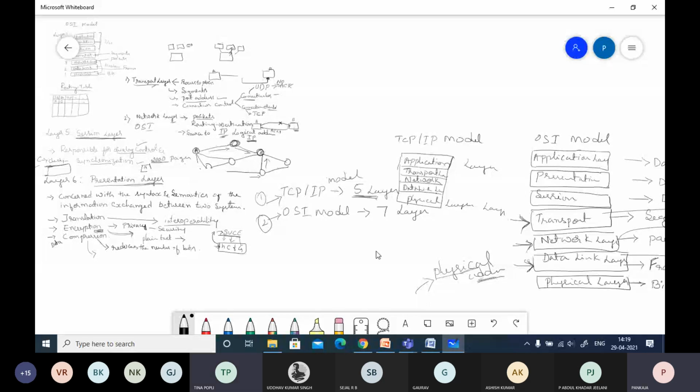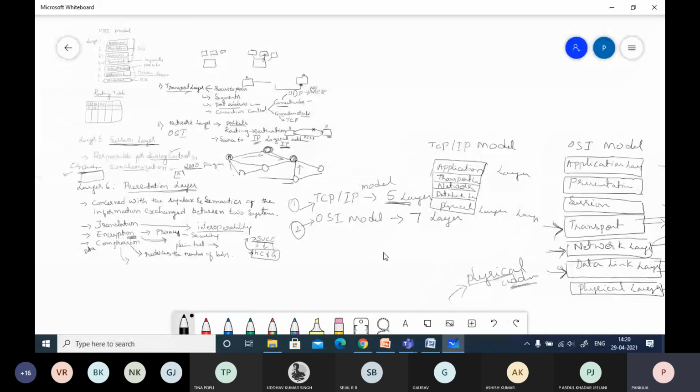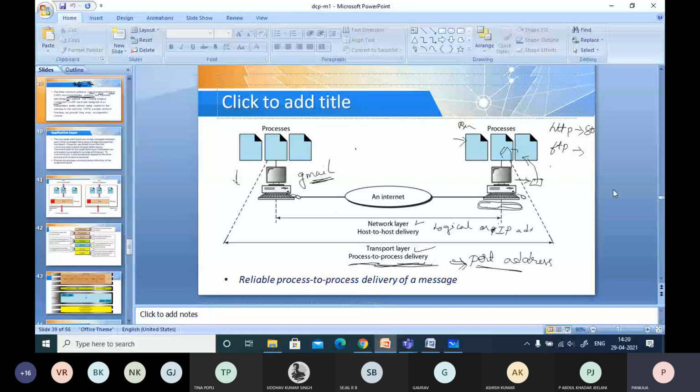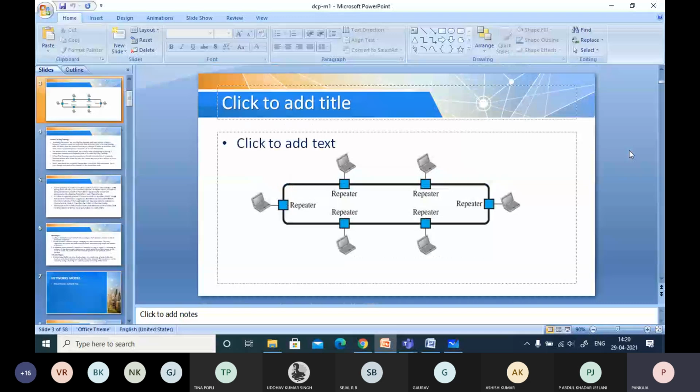Okay, got it. Anybody else having any doubt? So in the last class Tina was asking to justify the ring topology, how it requires n number of links.